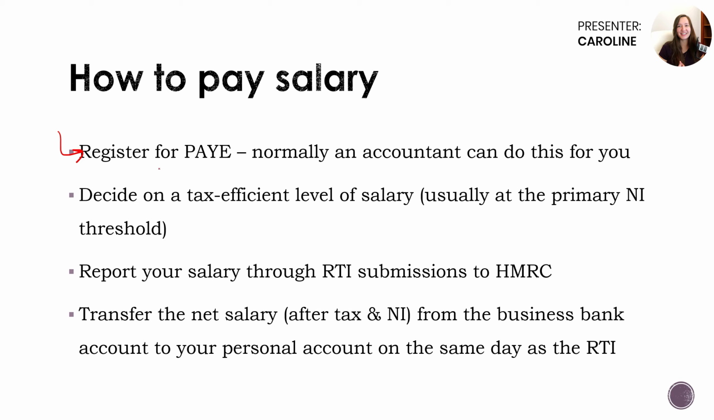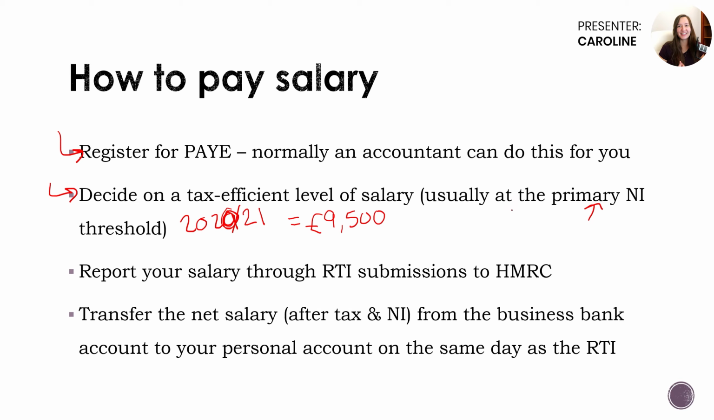So for example, as part of our service, we'll make sure the company is registered for PAYE and you don't really have to be involved in that process. And the next step is to decide on a tax efficient level of salary. And this is usually at the primary national insurance threshold for the year. So that one is going to be £9,500 is the primary threshold.